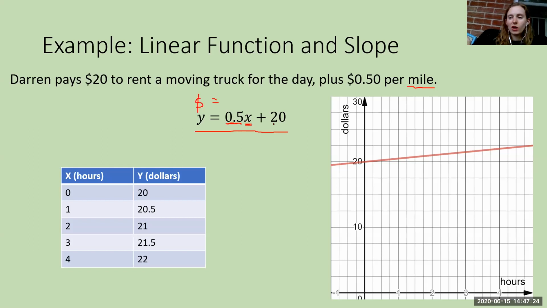plus $20, right? Because he has to pay $20 no matter what. That's like the rental fee. So his total bill is going to be 50 cents per mile times the number of miles plus the $20 rental fee. And that's what this equation is showing us here. Okay, so let's return to this idea of slope before we get to the table or the graph.